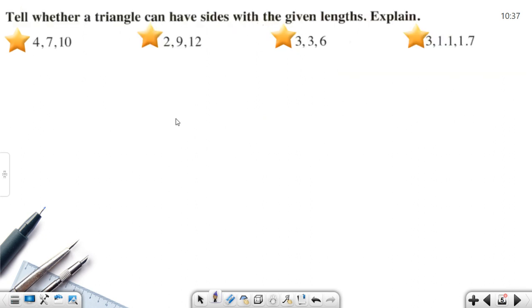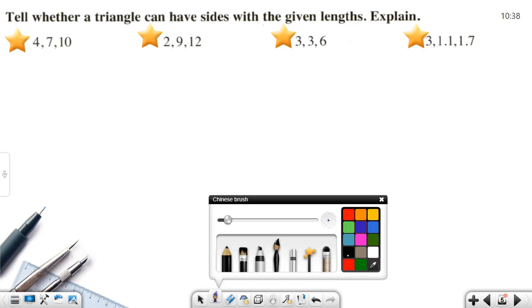Tell whether a triangle can have sides with the given lengths, and explain why. This question is asking if the given values form a triangle or not. So what is the rule? There are two ways to solve it. I will show one of them in the first example, and I will show the second way for two of them. Let's show the first one first.